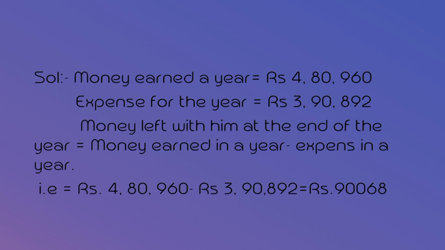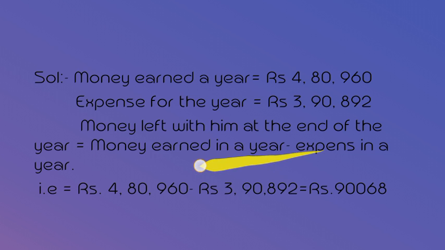Solution. Money earned in a year. Here 'a' is very important, children, because what money we have earned in a year. What money? That equals rupees 4,80,960. Expenses for the year. What we had expended, expenses for a year, also you can write, in that year what you have expended equals to rupees 3,90,892. Now you have to find out money left with him at the end of the year.